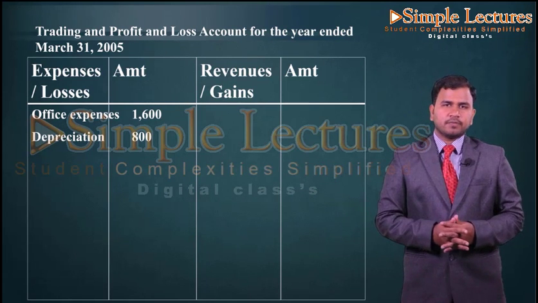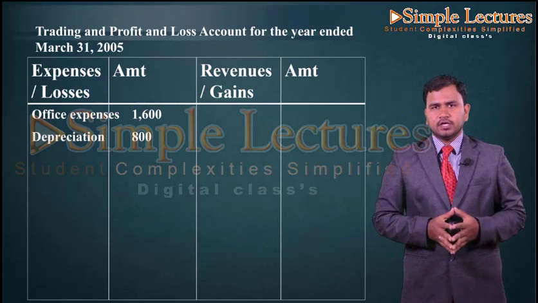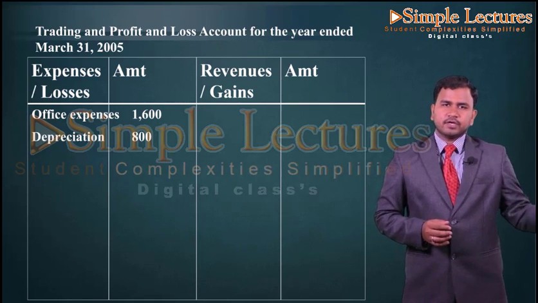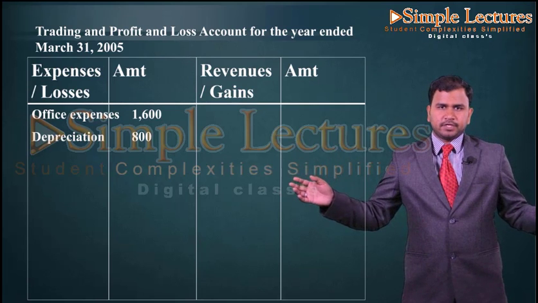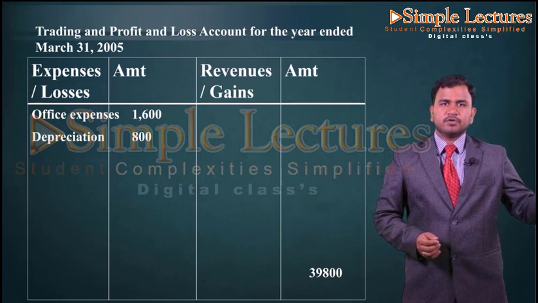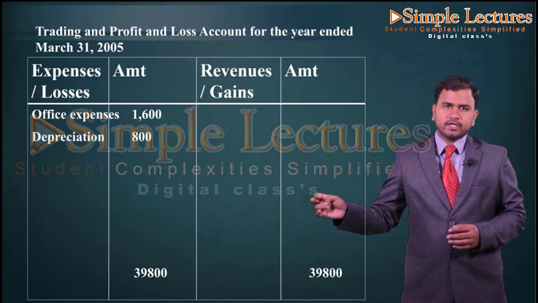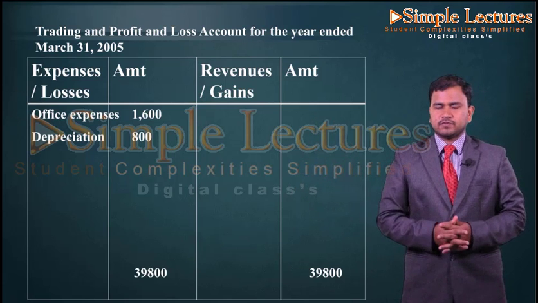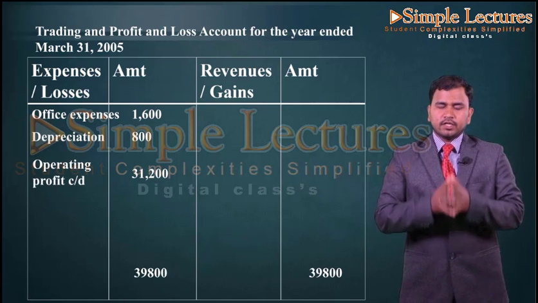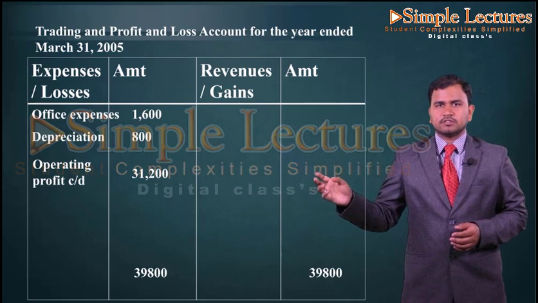Before charging the non-operating expenses, we are going to ascertain whether we have operating profit or operating loss. For that, again we have to close the account here, where our income is more when compared to the expenditures. So credit side total we have 39,800. The same total we are going to bring to the debit side in the same line, 39,800 minus all the expenditures which we have recorded here, and the balance will be 31,200.